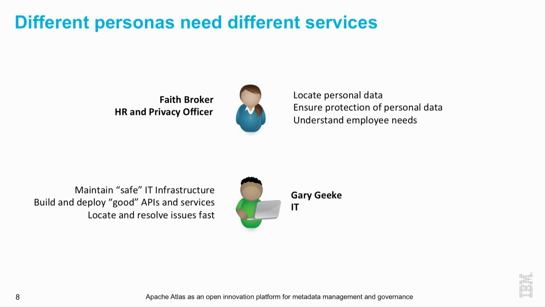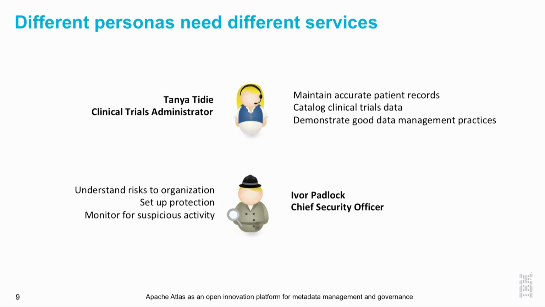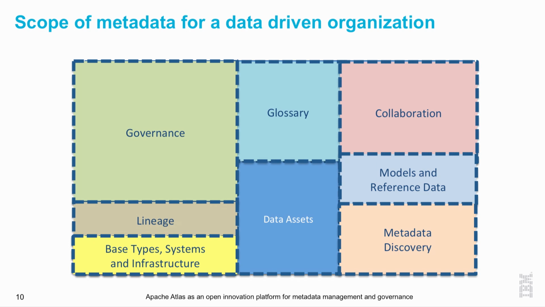So he's very interested in maintaining a proper IT infrastructure, making sure that the APIs and services that are deployed are right for the business, and being able to locate and resolve issues fast. Each person seems to have a focus. But when you actually look at what they're trying to do and you think about what data they would need, it all starts to come together into a fairly coherent data model. And this is the data model that we have added to Atlas.